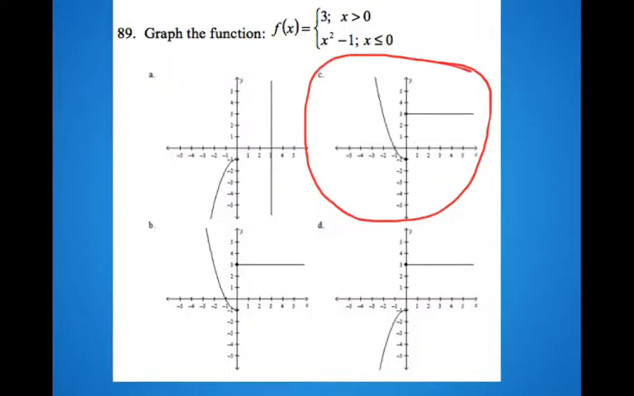This one, when x is greater than 0, it's 3, so it's that one. That should be actually an open circle, so it's hard to see, but it should be like that. And then whenever x is less than or equal to 0, it behaves like a parabola, but it's a parabola that is shifted down 1 unit. So you can tell it starts right there. So you can plug in 0, and you can tell that that's negative 1. And then again, anything that's less than 0 is going to be a parabola shape.